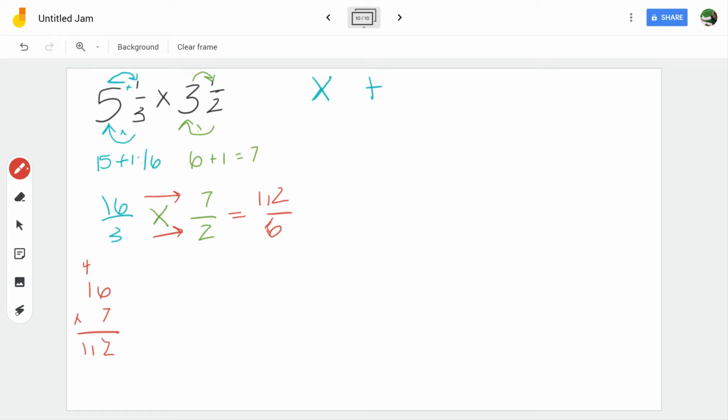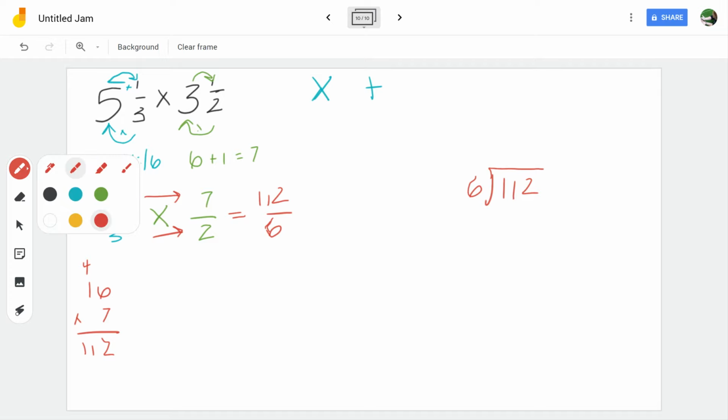Well, let me show you a way that we can do this. I'm going to now turn this into a division problem. Try not to stress out. If the other way works better for you, do the other way. But I'm going to put 112 as my dividend, and 6 as my divisor.